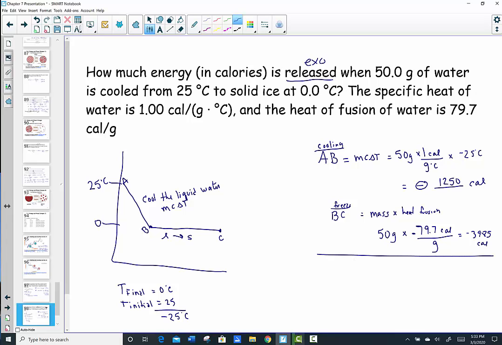So what is the total amount of energy that's going to be released? Let's sum these two negative numbers.